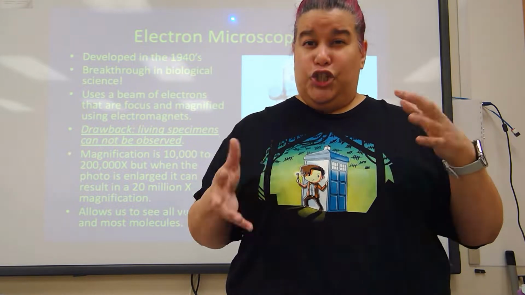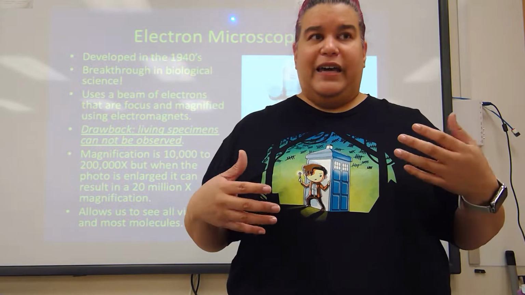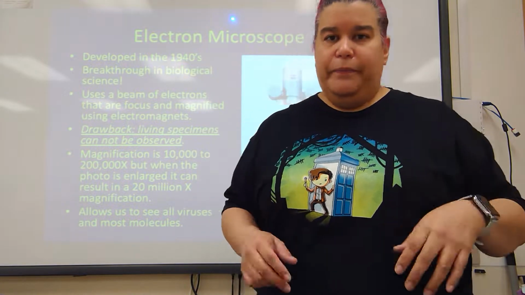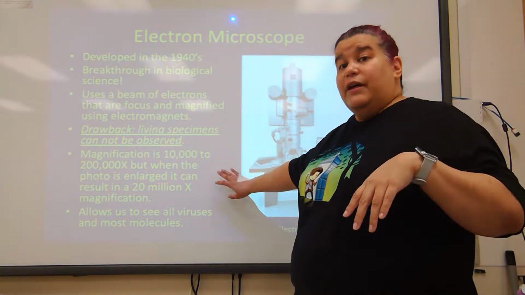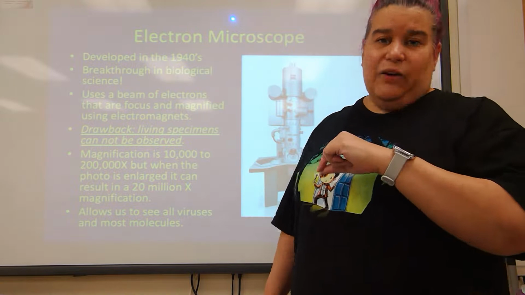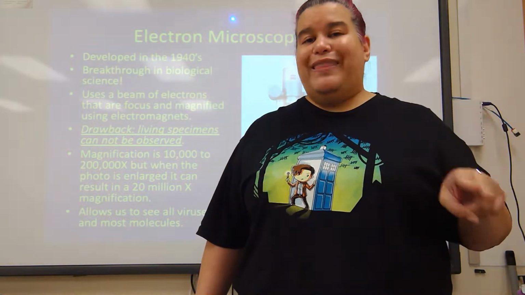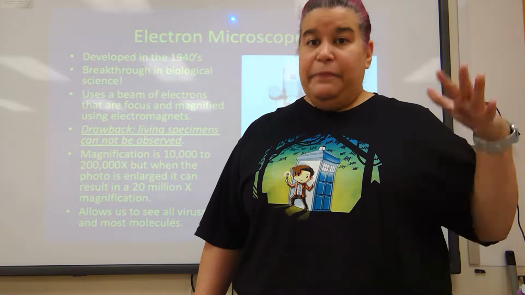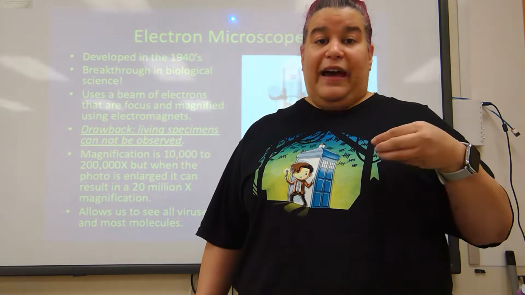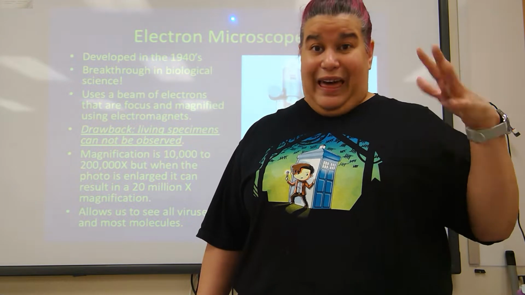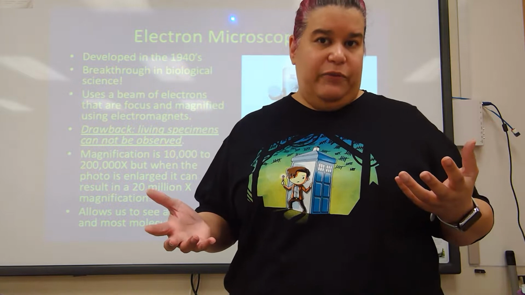Based on the shape that is created as those electrons bounce off. So it's kind of a derived picture, but it's a picture. So again, drawback, nothing can be alive. The benefit, this allows us to see things magnified 10 to 200,000 times what our naked eye can see. The compound scope didn't do that for us. Remember, it's 100. So the fact that we've got something that can do it that much allows us to see a lot of things that we weren't able to see before.